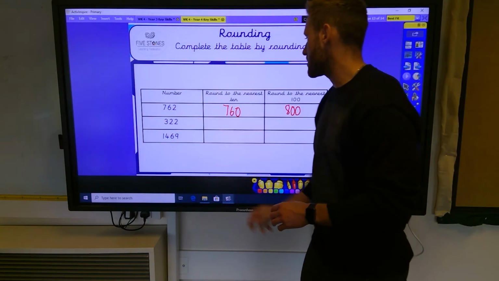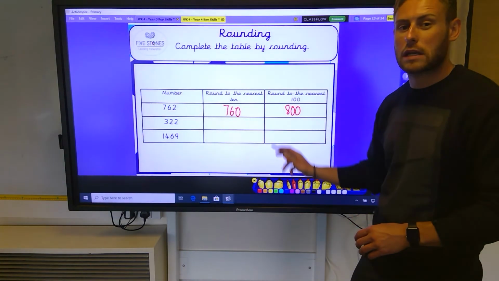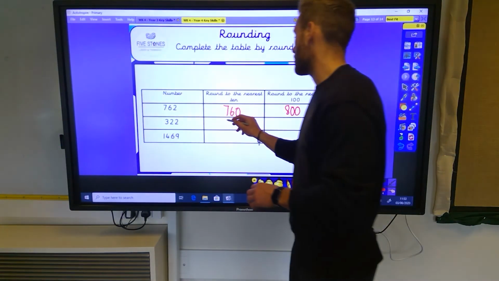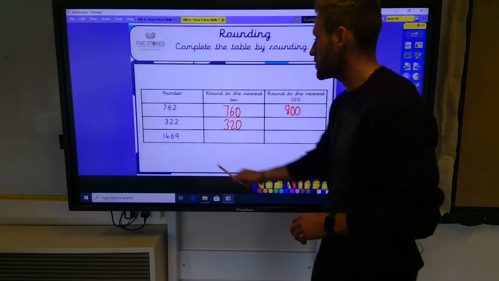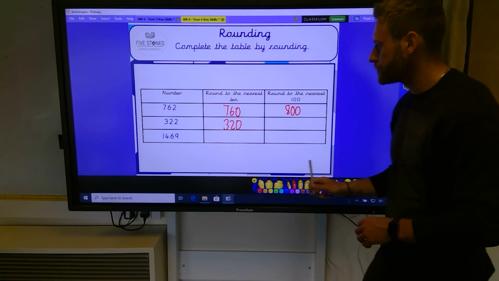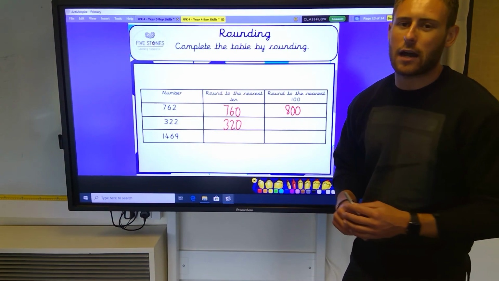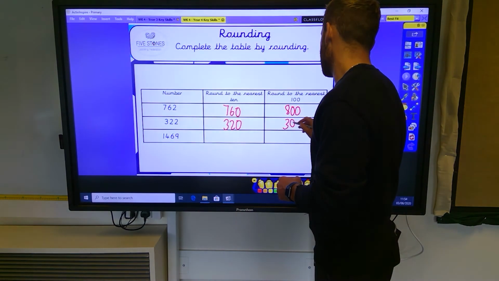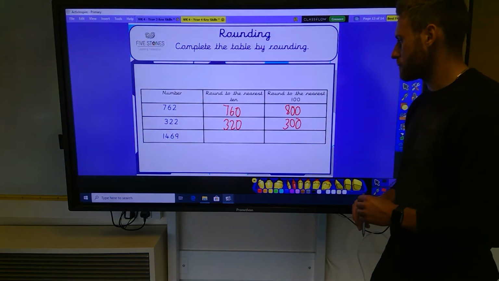With 322, rounding to the nearest 10, we've got 320 already. Our next one would be 330. The 2 in the ones tells us we are closest to 320. When we think of rounding to the nearest 100, we've got 300 already, and 400 will be the next one. The 20 tells us it is lower than 50, meaning that we round down to 300. So we round down to 300 rather than up to 400.